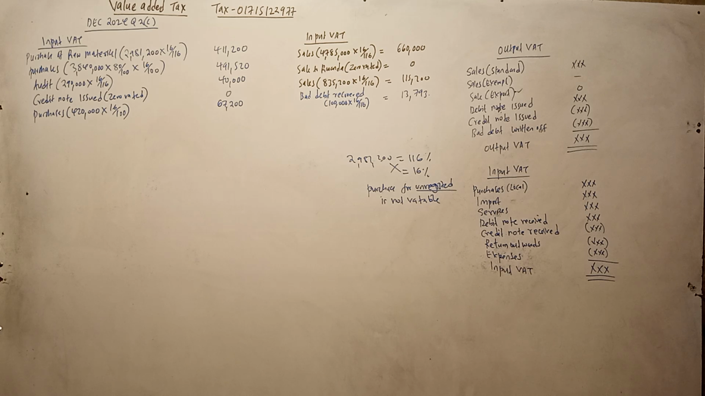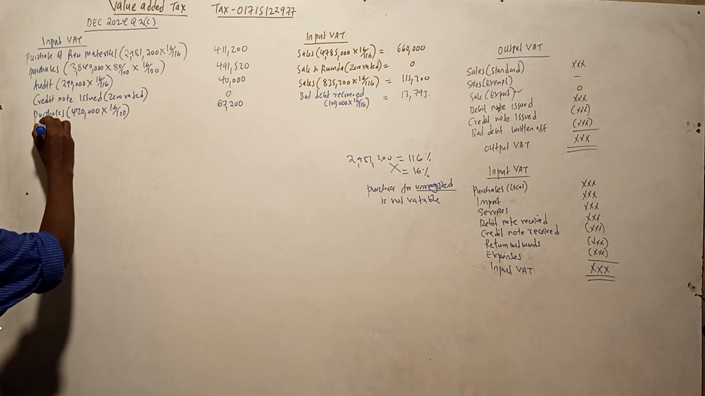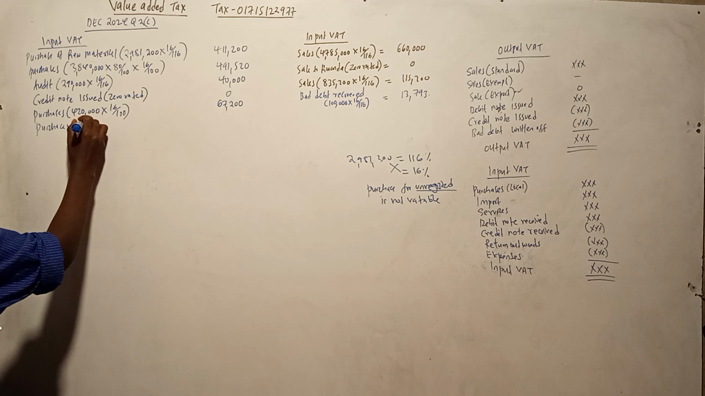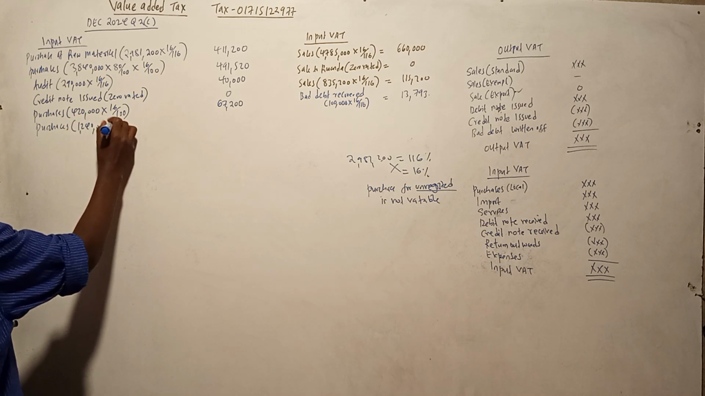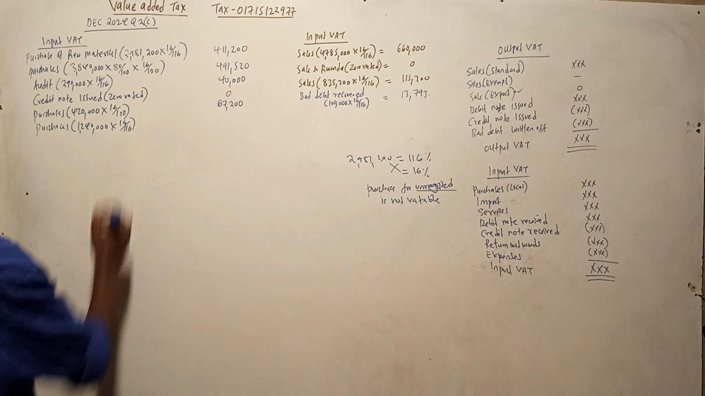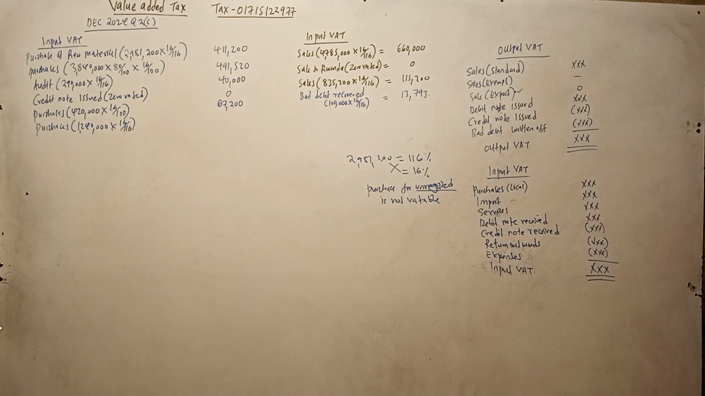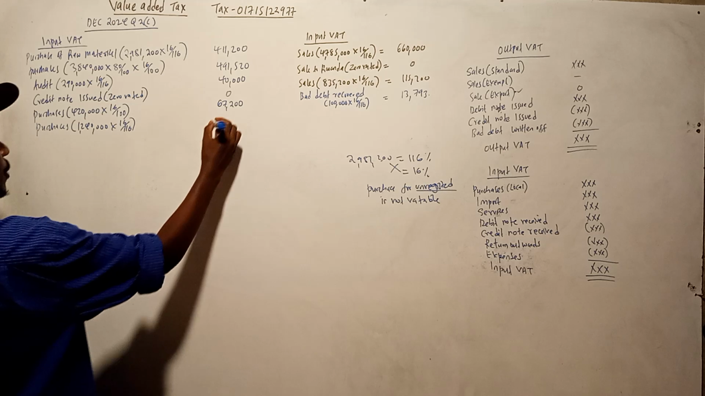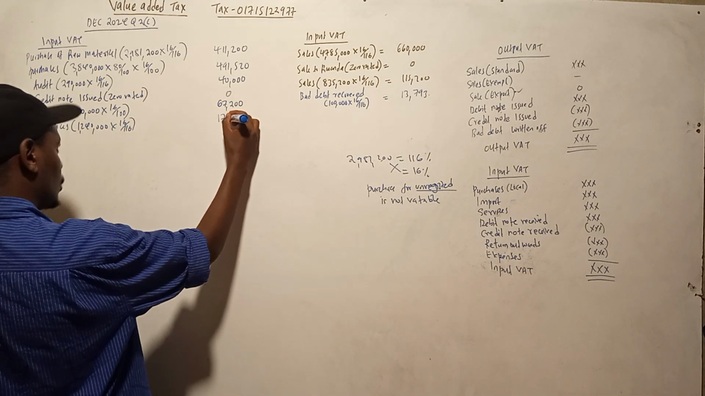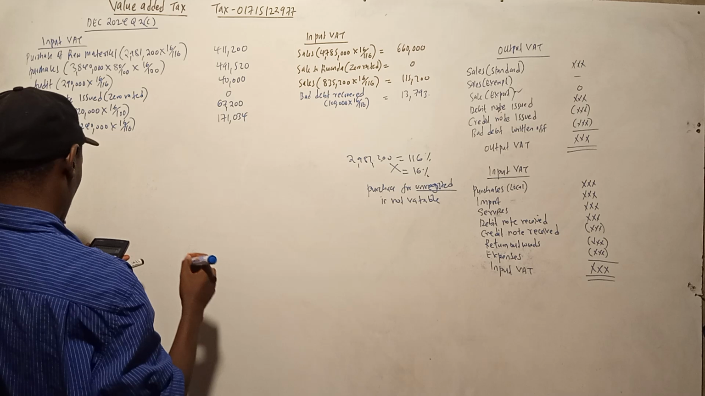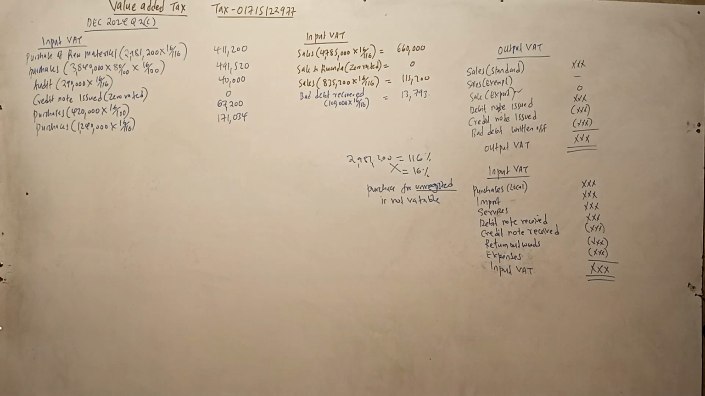Information number 29: purchase goods for cash. So we have purchases of 1,240,000 times 16 over 116. Since we are not told anything, we know it is inclusive. So 1,240,000 times 16 over 116 is 171,034. That one is okay.